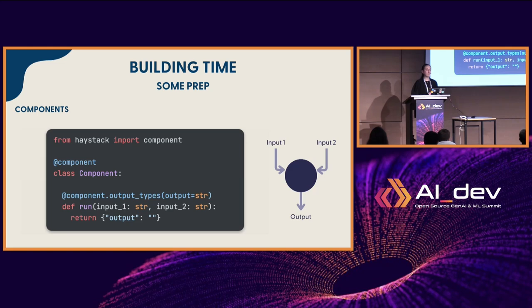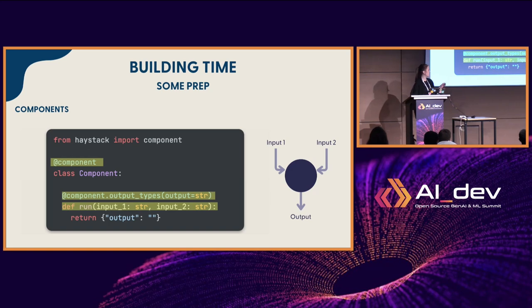And I quickly want to cover how a component is made, how you can create components. And we only have a few requirements. A component is effectively a class. You can think of this as a node in the graph. This is a class that is decorated with components, and it has a run method.